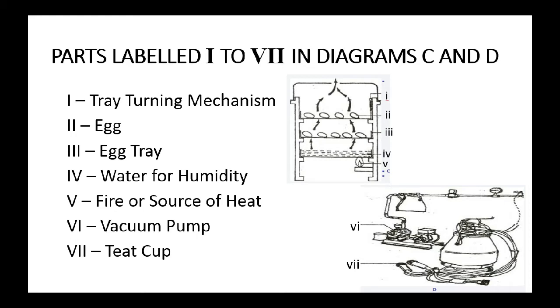So the I is the tray turning mechanism, the II is the egg, then the egg tray, that's III. IV is water for humidity, and V is fire, the source of heat. Then VI is vacuum pump, and then VII is teat cup.